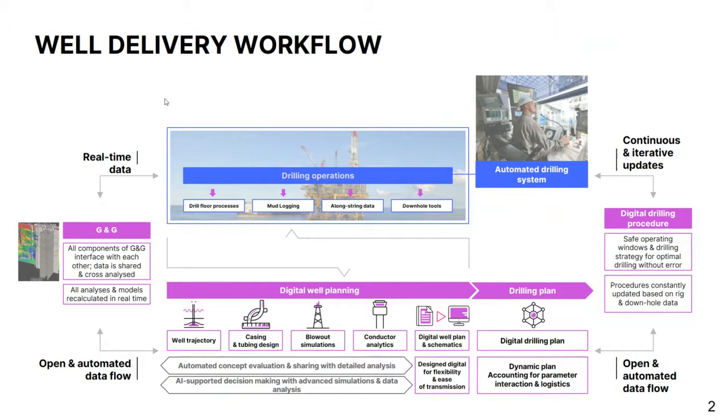But ideally, we should see a flow of data throughout these workflow sections. But this doesn't actually happen just yet. But we can work through it. So as I mentioned, there are multiple parties involved in a well delivery workflow. G&G, geological and geophysical analysis, provides the information to do the well planning, which involves, of course, trajectory planning, casing and tubing design, blowout simulations, and all other sorts of designs or pre-designs that we need to do to start building up our drill plan.